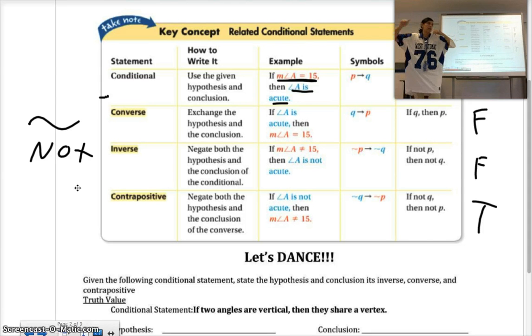Okay, so let's do it again. Hypothesis, conclusion. Converse is switching. Inverse is negating the hypothesis and the conclusion. Okay, and contrapositive is switching and negating. All right, do we got it?